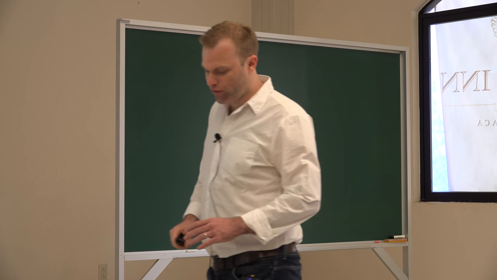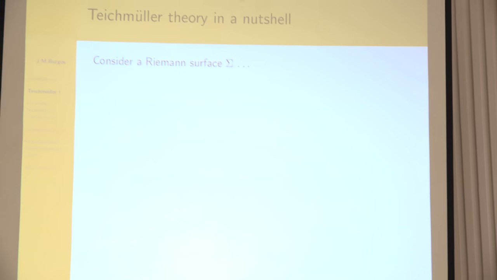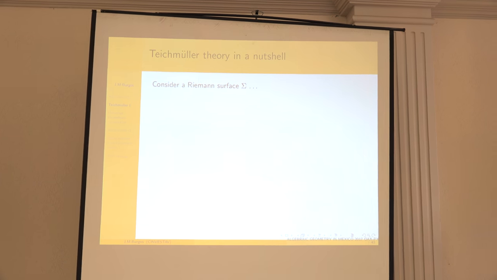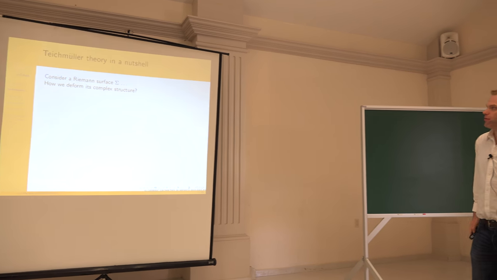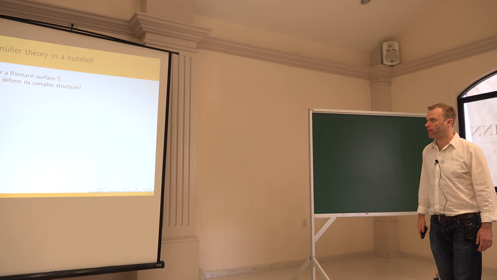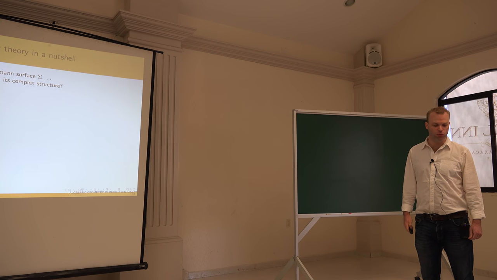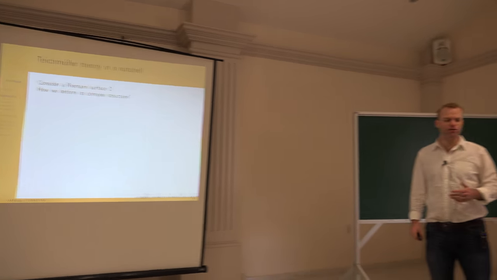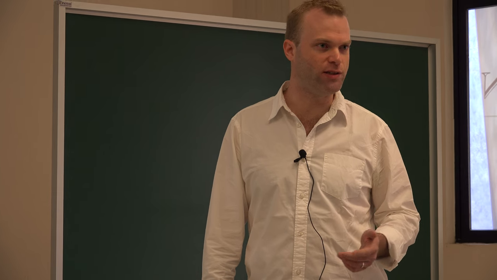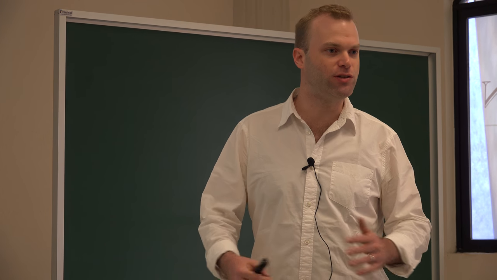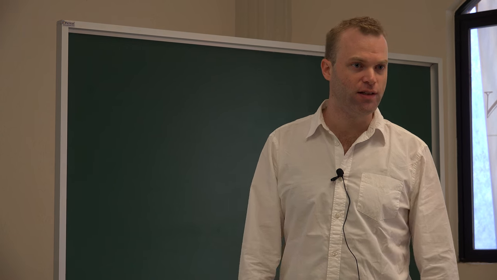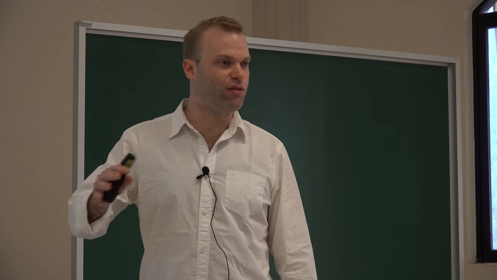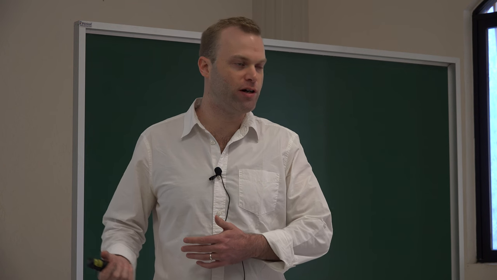Well, just to fix common language and notation, let me talk about very well-known and standard material. Consider a Riemann surface sigma. How do we deform its complex structure? Well, we are looking for the construction of the moduli space. There are mainly three ways of constructing moduli space. One is through Hilbert schemes and geometric invariant theory. The other one would be via Torelli maps and Jacobian varieties. We will follow the Teichmüller approach.